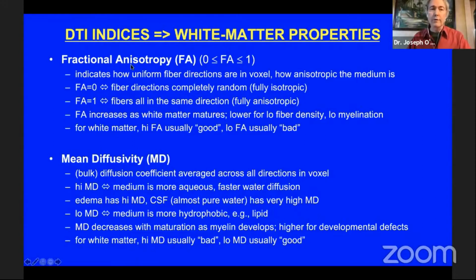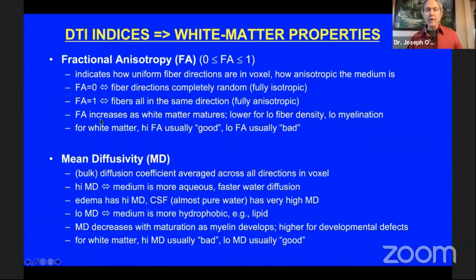The most popular one is fractional anisotropy, FA. That's a number that varies between 0 and 1, and it indicates how uniform the fiber directions are inside the voxel, how anisotropic the medium is. If FA equals 0, the fiber directions are completely random. It's a fully isotropic medium, like that little ball that we saw on the last slide. And if FA is equal to 1, that means that all the fibers in the voxel are pointing in the same direction. That's a fully anisotropic medium. The properties are highly dependent on the direction.